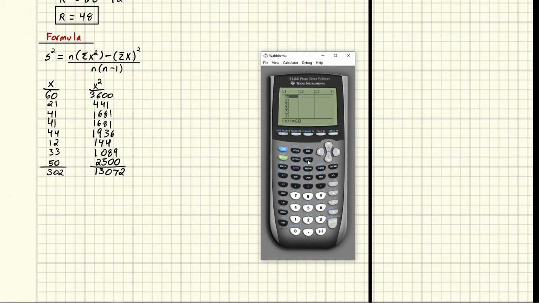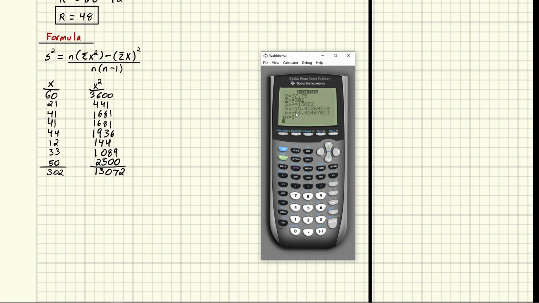So what we can do is we can go to stat, calculate, 1-var stats. And when we do that, give it the list that you have. So we're in list 1. If it doesn't say list 1, hit the blue key, and then in here you can see the lists in blue. So hit list 1. And if there's something right here, go ahead and clear that out. So just hit delete to clear it. And now we're going to go to calculate.